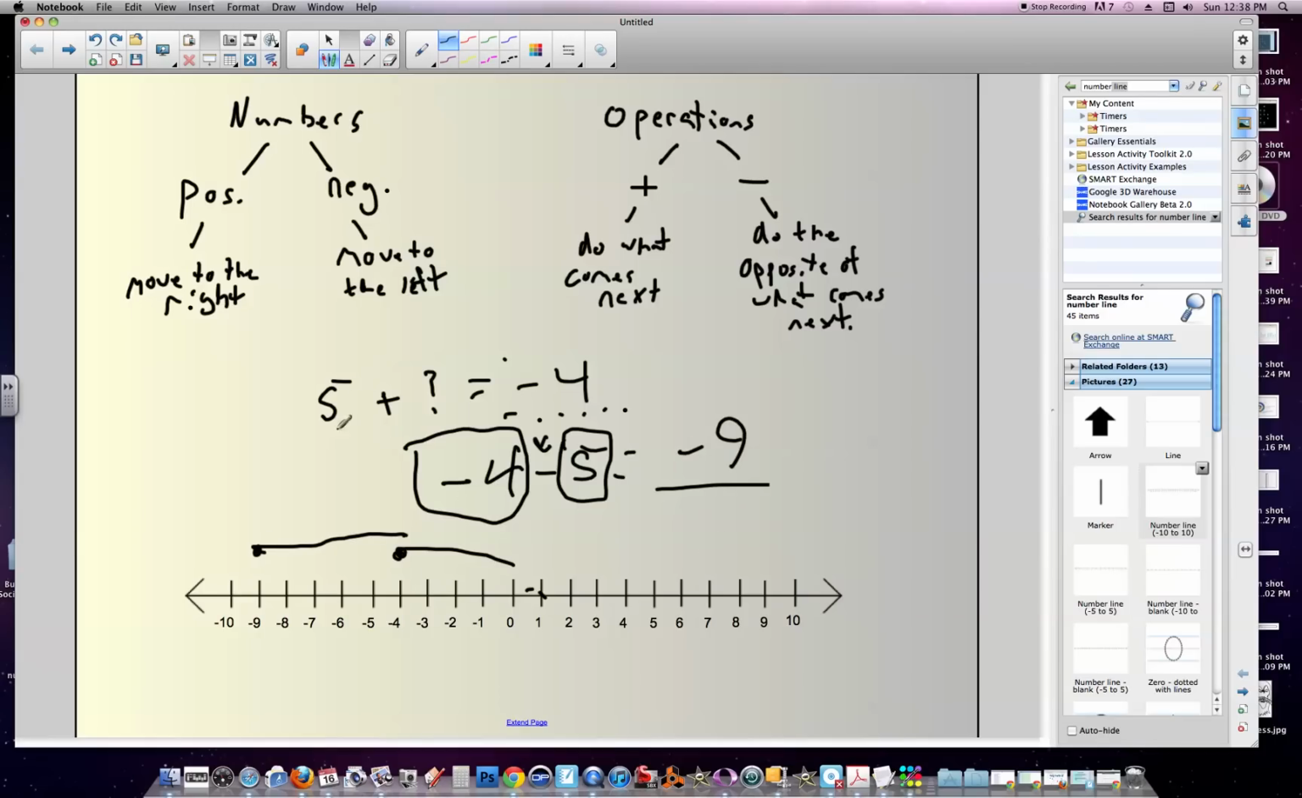And we can double check this. 5 plus negative 9 equals negative 4. Go to the right 5. Go to the left 9. Hey, look at that. I wind up at negative 4. So that did work out.